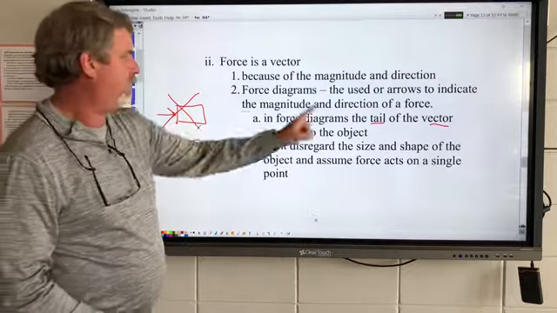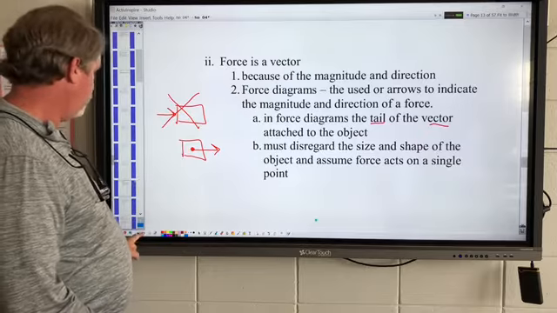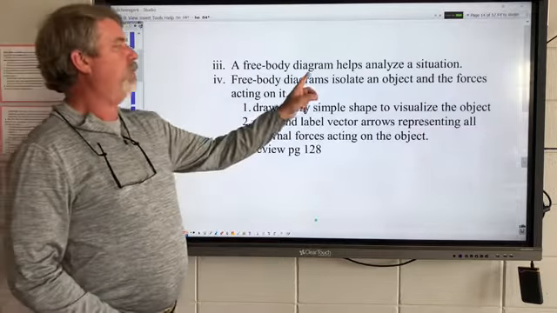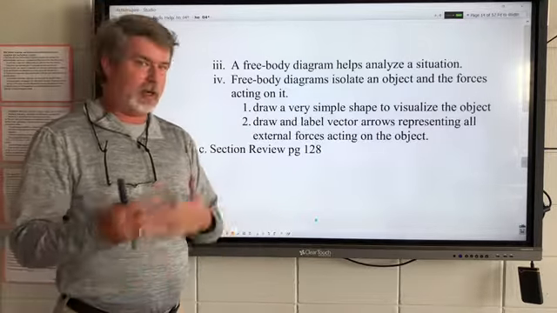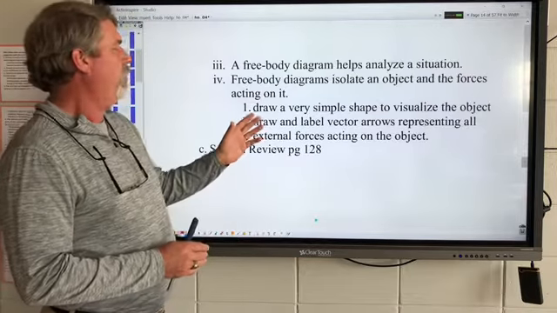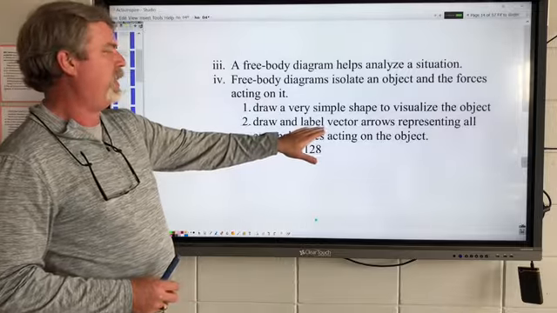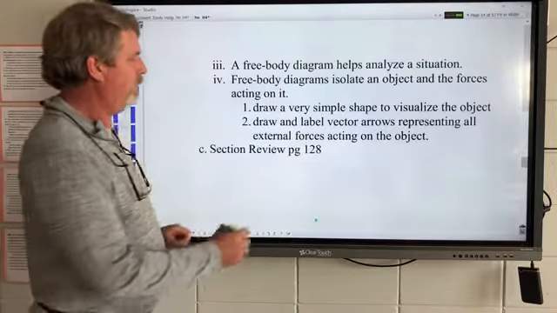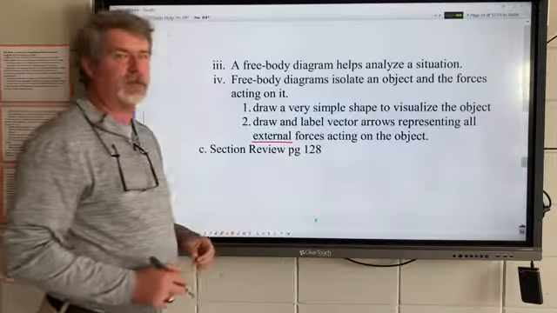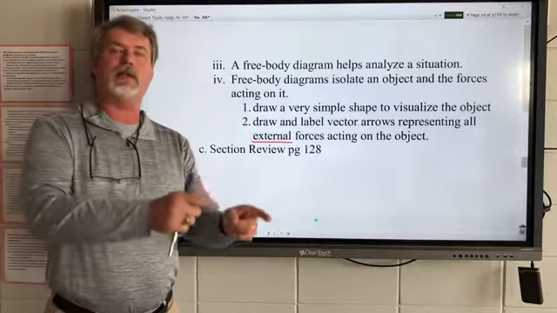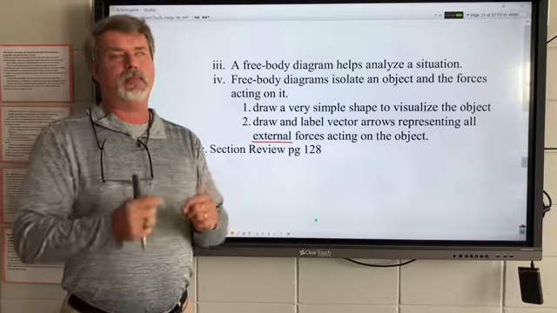The tail of the vector is always connected to the object. When we're drawing a free body diagram, which helps us analyze all the forces on a system, we draw just a basic shape to get it started, and we draw and label the vectors representing all external forces. So we draw forces that are acting on the object, not what the object is doing.